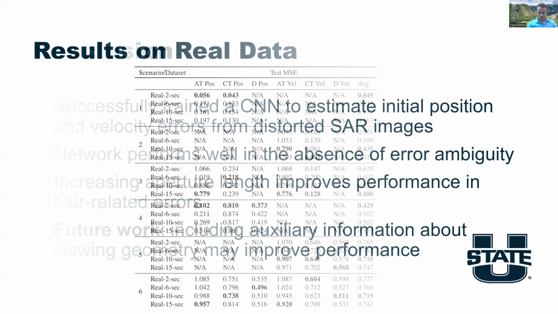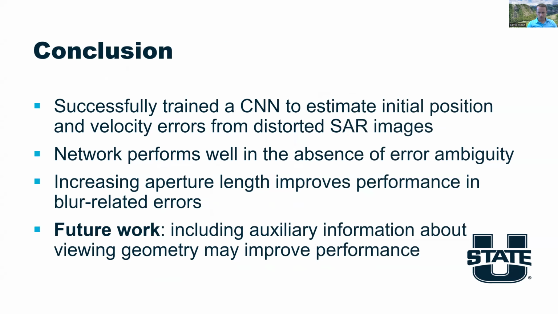In conclusion, we successfully trained a CNN to estimate initial position and velocity errors from distorted SAR images. The network performs well in the absence of error ambiguity. We also found that increasing the aperture length improves performance in blur-related errors. Future work includes auxiliary information about viewing geometry.